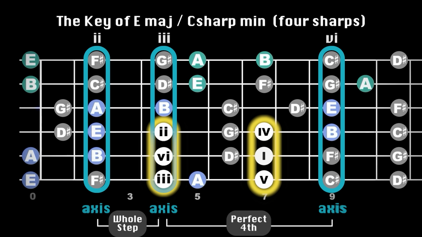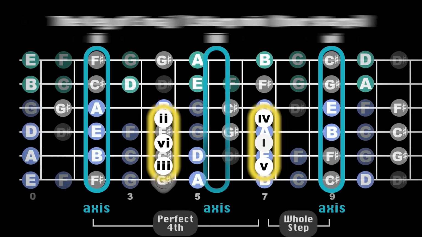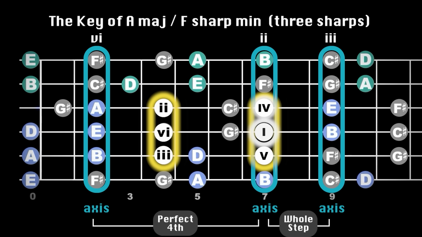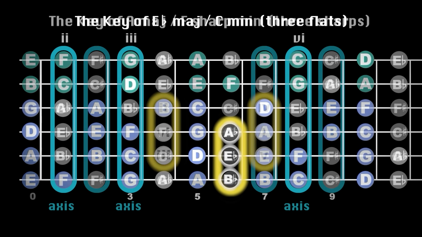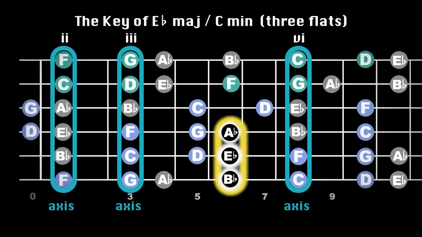Notice the relationships of the major and minor chord roots to the axis positions. In each case, one set will fall between axes, and the other will be on an axis.